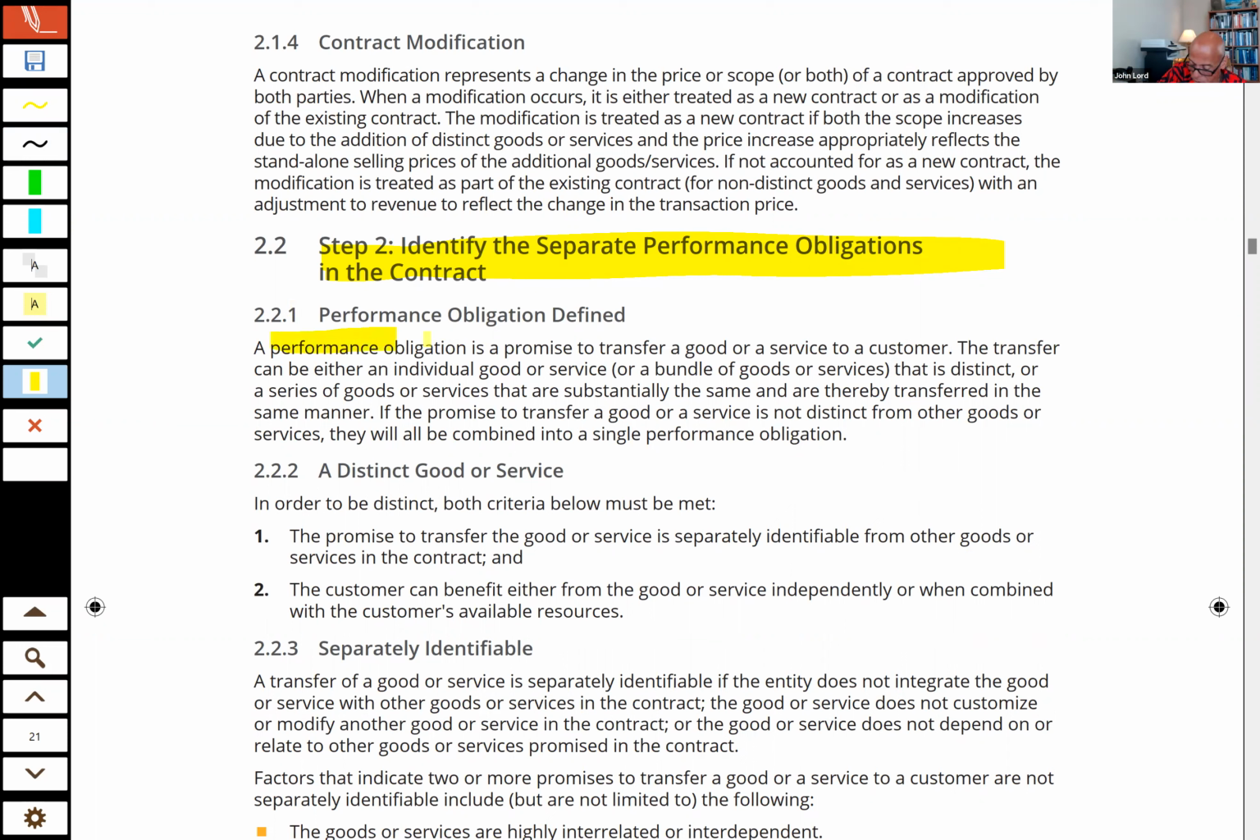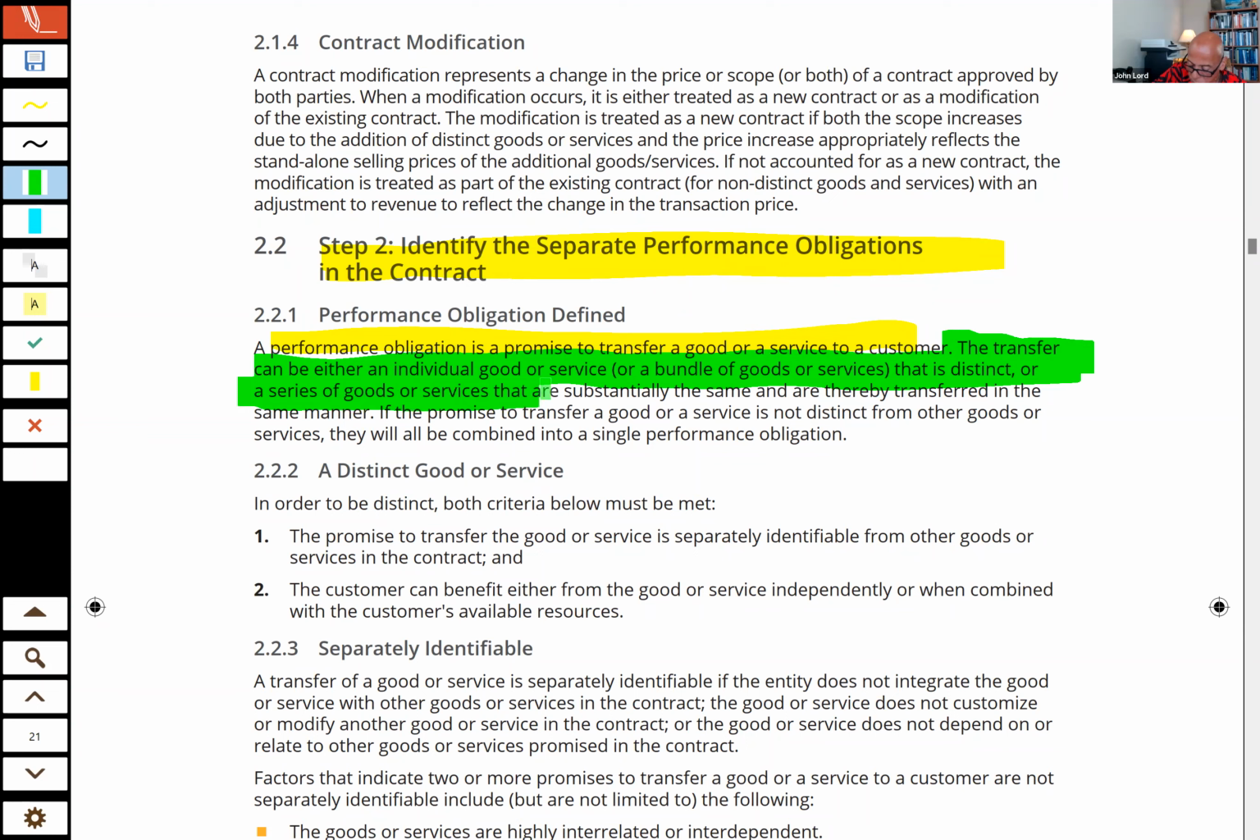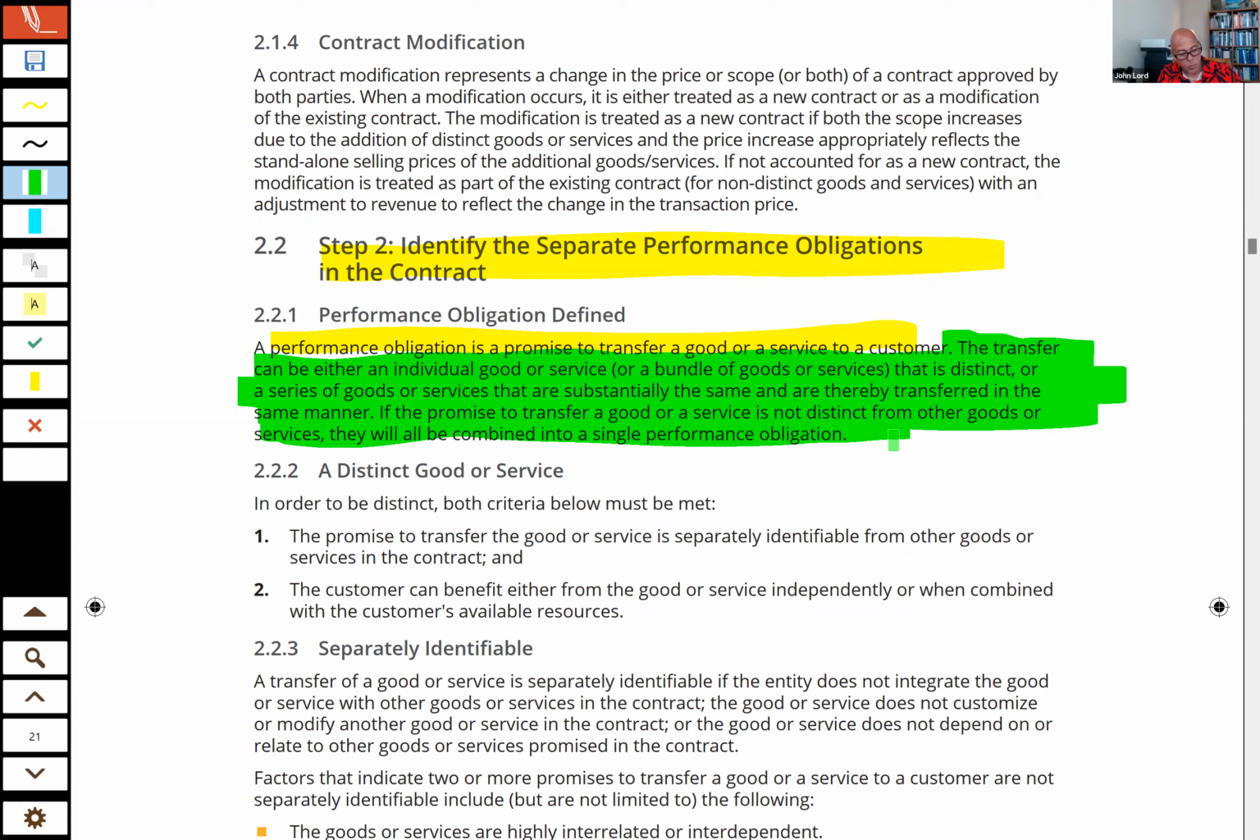They say that a performance obligation is a promise to transfer goods or services. I think we know that. The transfer can be either an individual good or service, or a bundle of goods and services that is distinct, or a series of goods and services that are substantially the same and transferred in the same manner. And if the promise to transfer a good or service is not distinct from other goods or services, they will be combined into a single performance obligation. Okay, so it's one or the other.